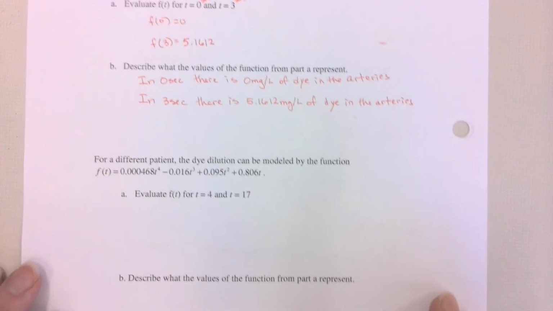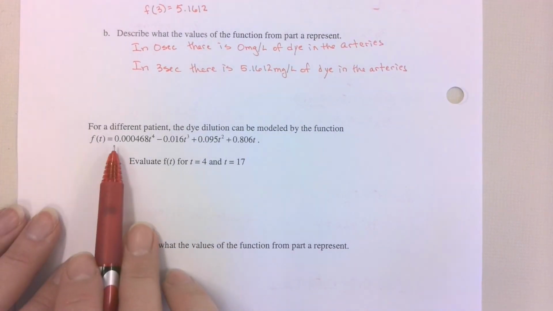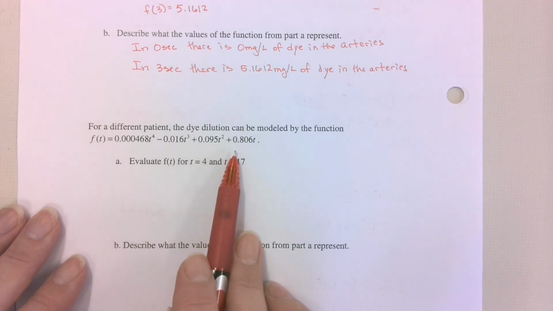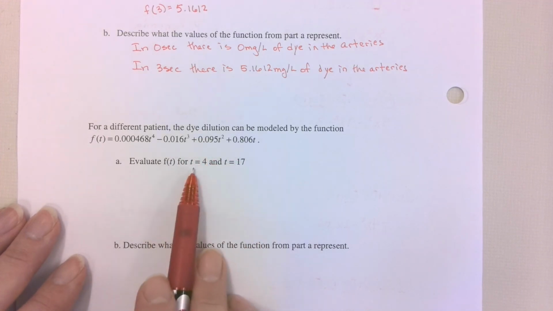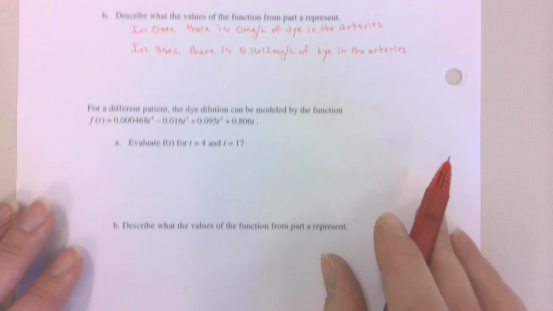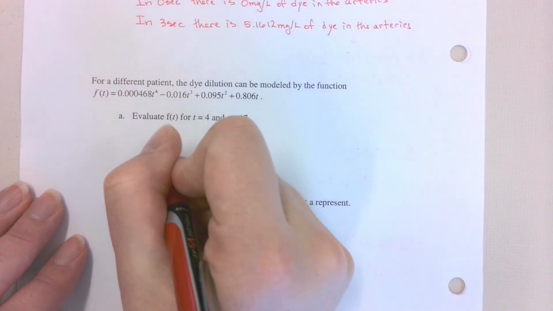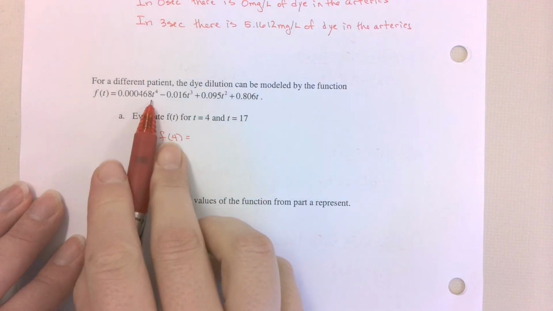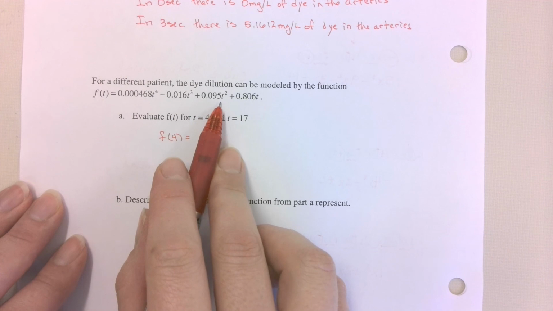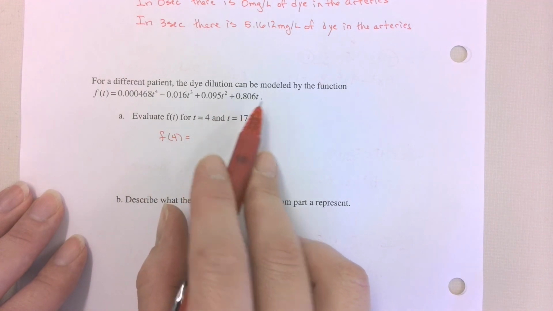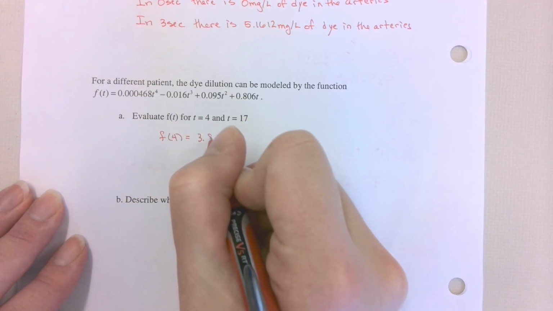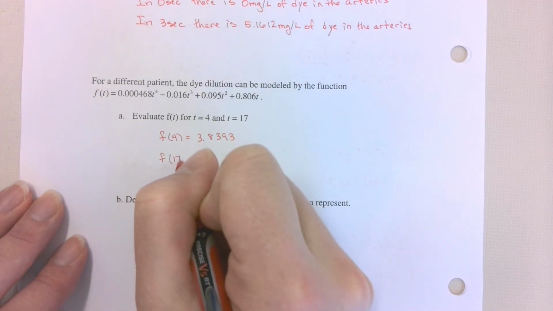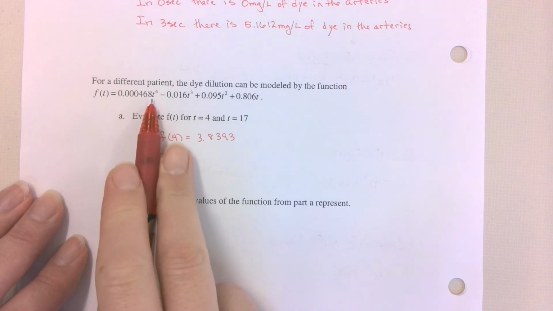We have another patient. You can see that this formula is very different for this patient. We are evaluating it for t equals 4 and t equals 17. We're going to do the same idea. We take f of 4, and everywhere we see a t, we replace it with the 4 in our calculators. Once we do that, we get 3.8393.